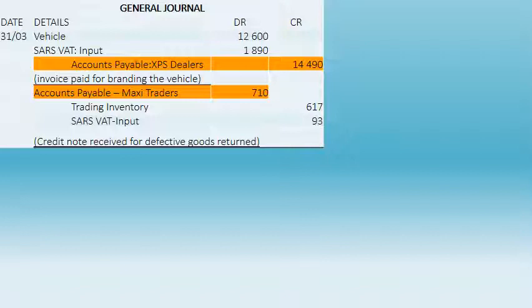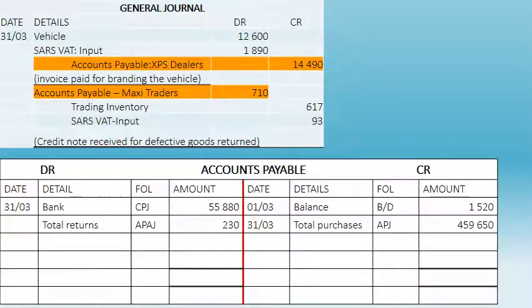The next journal entry is to debit the accounts payable Maxi Traders with an amount of 710. The contra of this entry are the trading inventory which must be credited with 617, and the SARS VAT account which must be credited with 93 rand, narration reading as credit note received for defective goods returned. These entries, because they affect accounts payable, should also be posted in the accounts payable in the general ledger. We will therefore post them as follows.